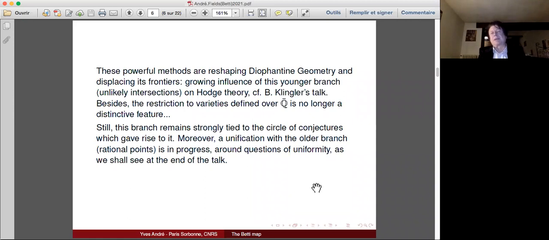But still, this branch in spirit remains strongly tied to the circle of conjectures it began with. And moreover, we will see that a unification with the older branch, that is the study of rational points, is in progress around questions of uniformity, and this will be the topic of the end of this talk.